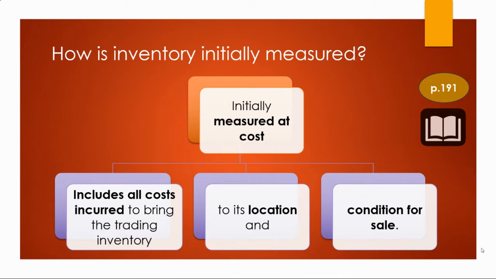So we include all costs that bring that trading inventory to its location, so that is where we are trading from, and to the condition required for sale. Okay, so that is very important to remember. Any cost that we incur to bring that asset to the location and the condition that is required to sell it is capitalized to inventory if we've got a perpetual inventory system. If we've got a periodic one, it will go to the purchases and the relevant expense accounts.